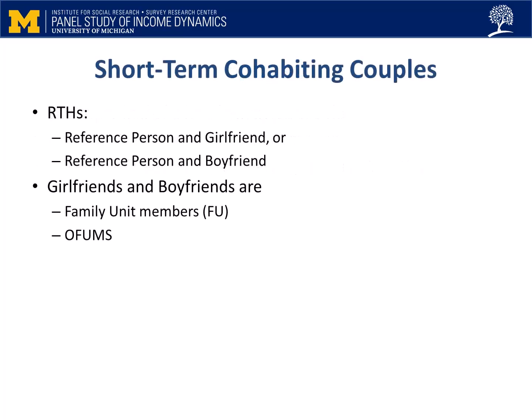We have a large number of couples in the study who live together but aren't married to each other. We treat these couples differently depending on how long they've been living together. Some of these relationships are fairly short-term. Boyfriends and girlfriends are always part of the FU, but they are OFUMs. We only collect minimal information about their finances.